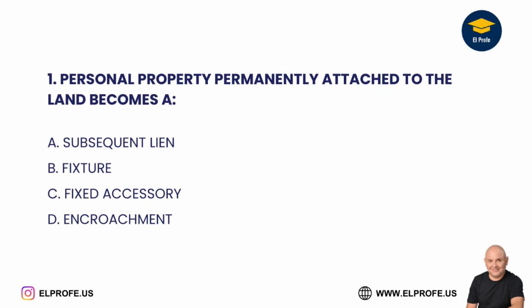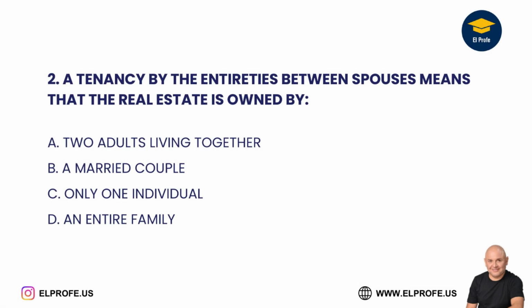Question number 1. Personal property permanently attached to the land becomes a... Anything permanently attached becomes a fixture. It doesn't matter whether it's attached to the wall, ceiling, or floor. What matters is that it's permanently attached. Let's move on to the next one.